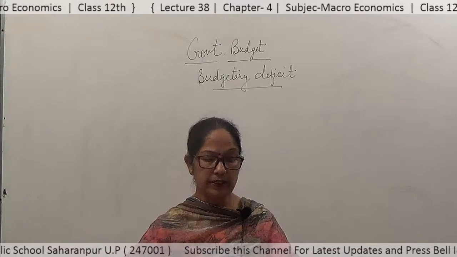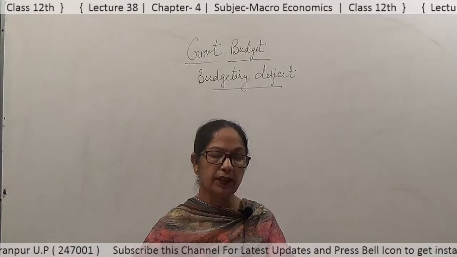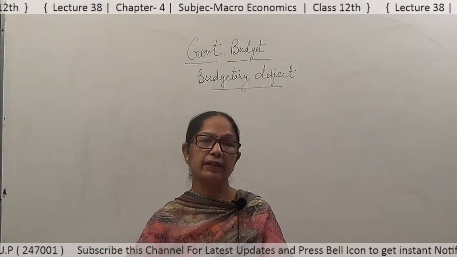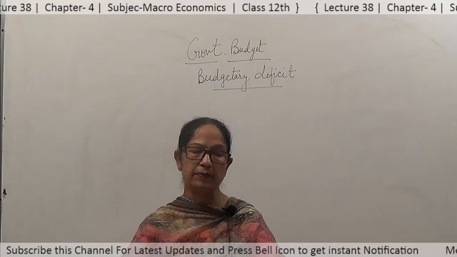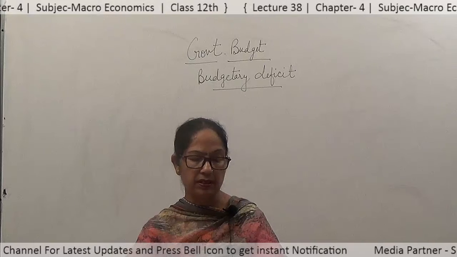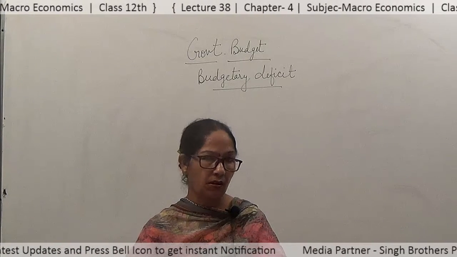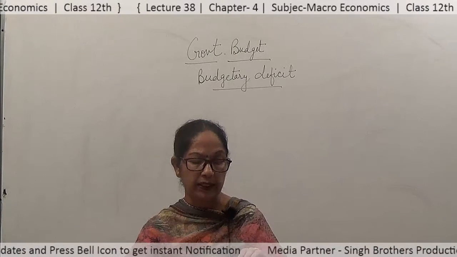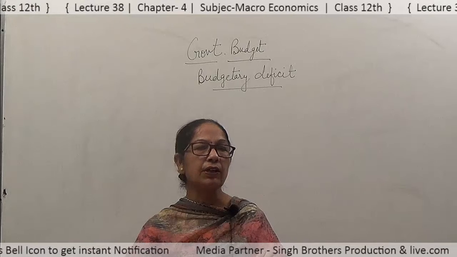Good morning, students. We are continuing the chapter government budget, and today we will read about budgetary deficit. Budgetary deficit is of three types: revenue deficit, fiscal deficit, primary deficit. First of all, revenue deficit. It is excess of total revenue expenditure of the government over total revenue receipts.